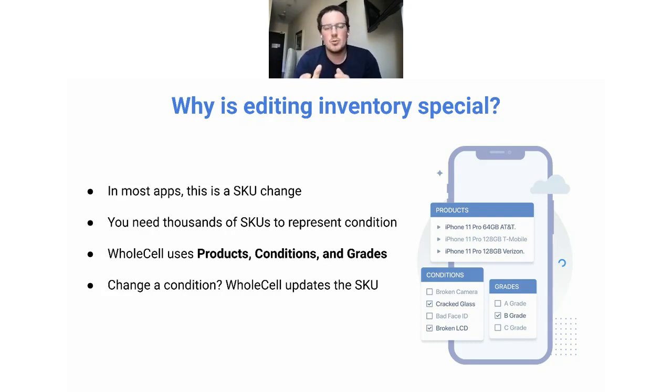But what this means in terms of saving you time in your inventory workflows is that you can go into wholesale and change just the grade, or just add or remove a condition on a particular item, and you're not doing a SKU change. Wholesale does the SKU change in the background for you, automatically. So you can have your technicians making updates that are more specific to what they're trying to update about the device. They're just trying to say the device is actually C grade, not B grade, but they don't need to go search through thousands of SKUs to make that change. They just come in and edit the grade, and wholesale manages the SKU change for you. So that's why editing inventory is unique in wholesale.